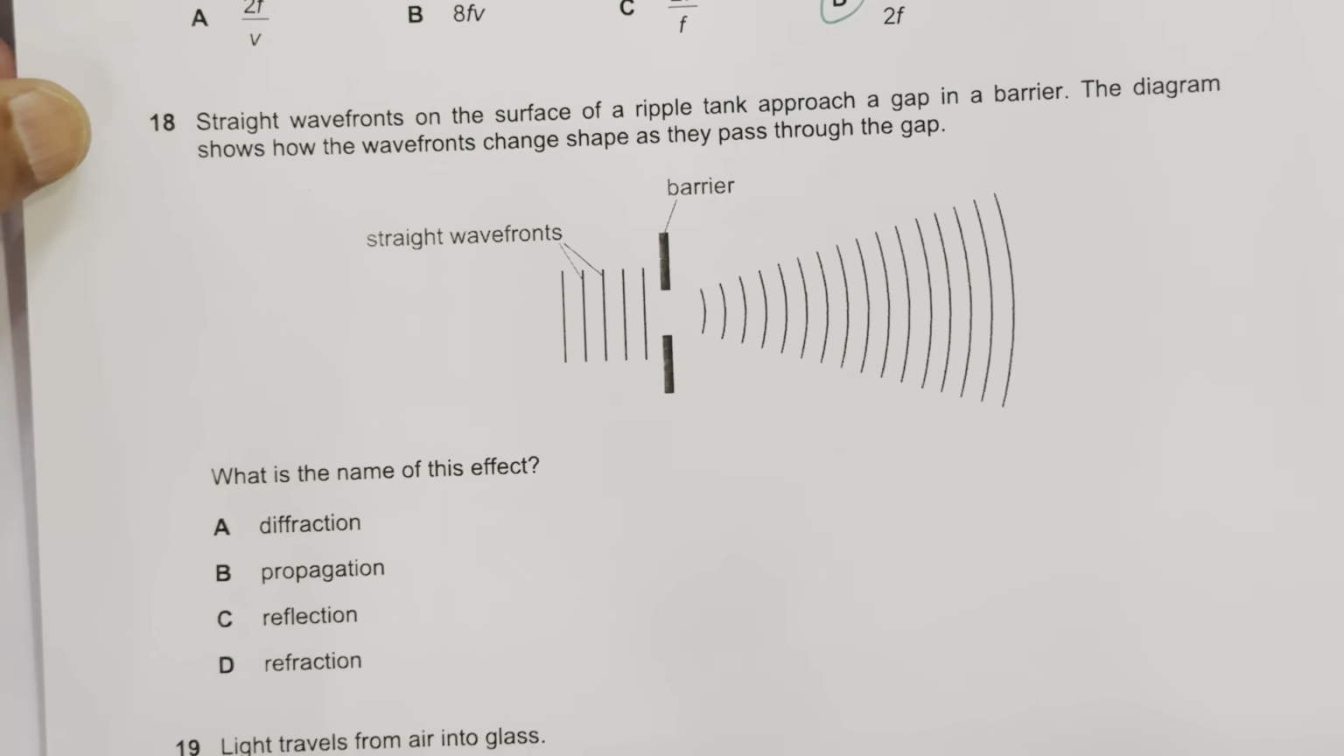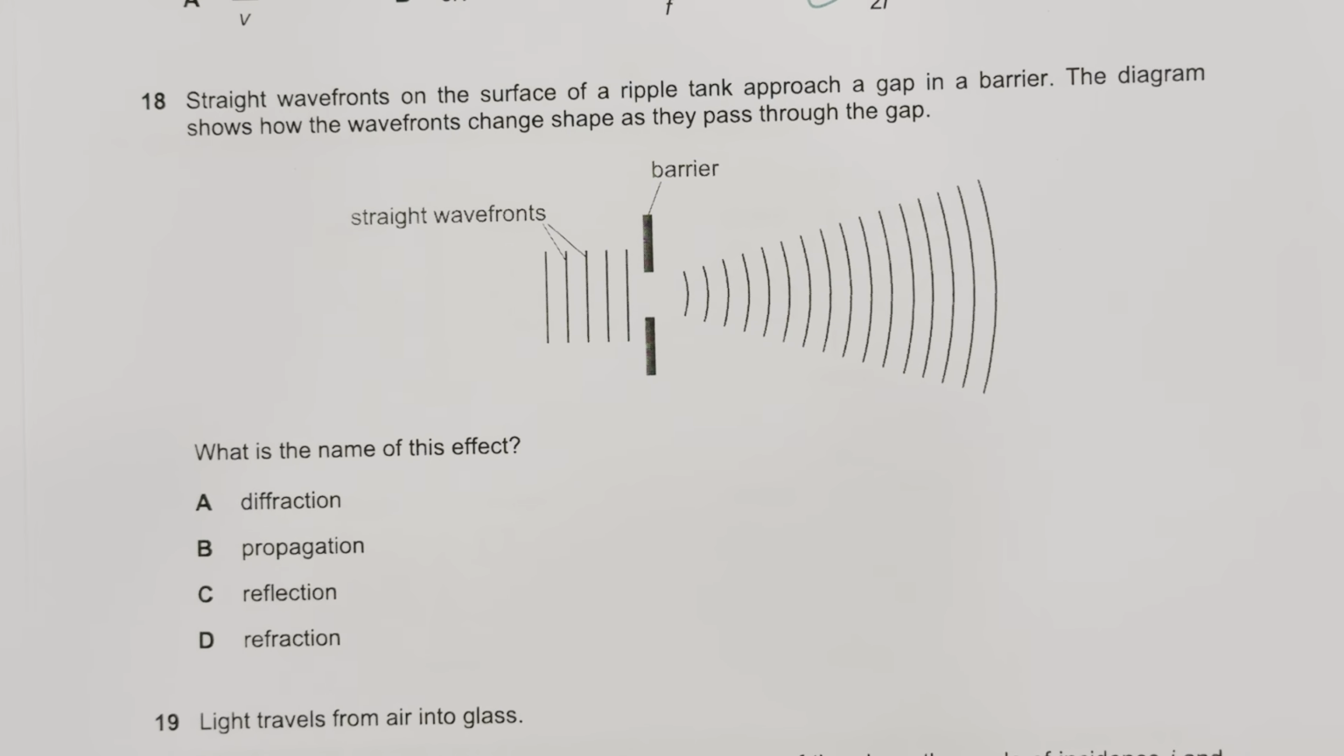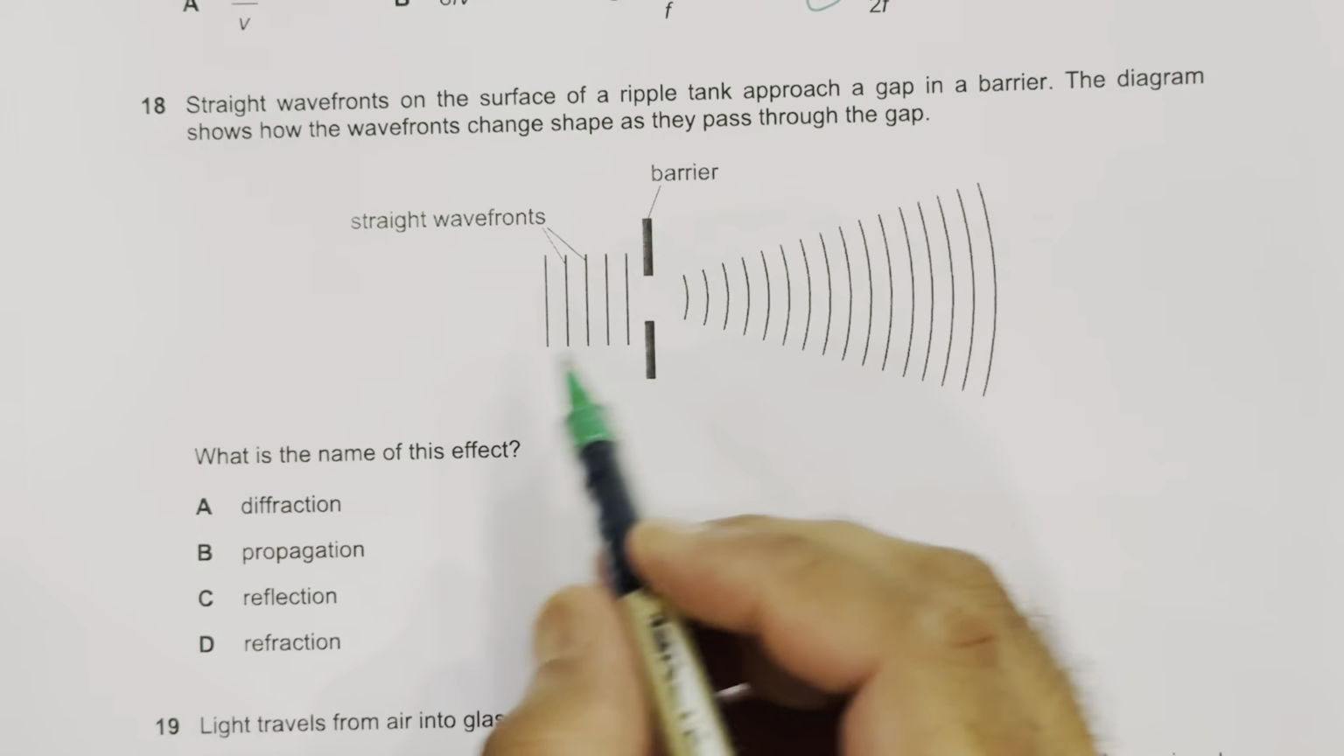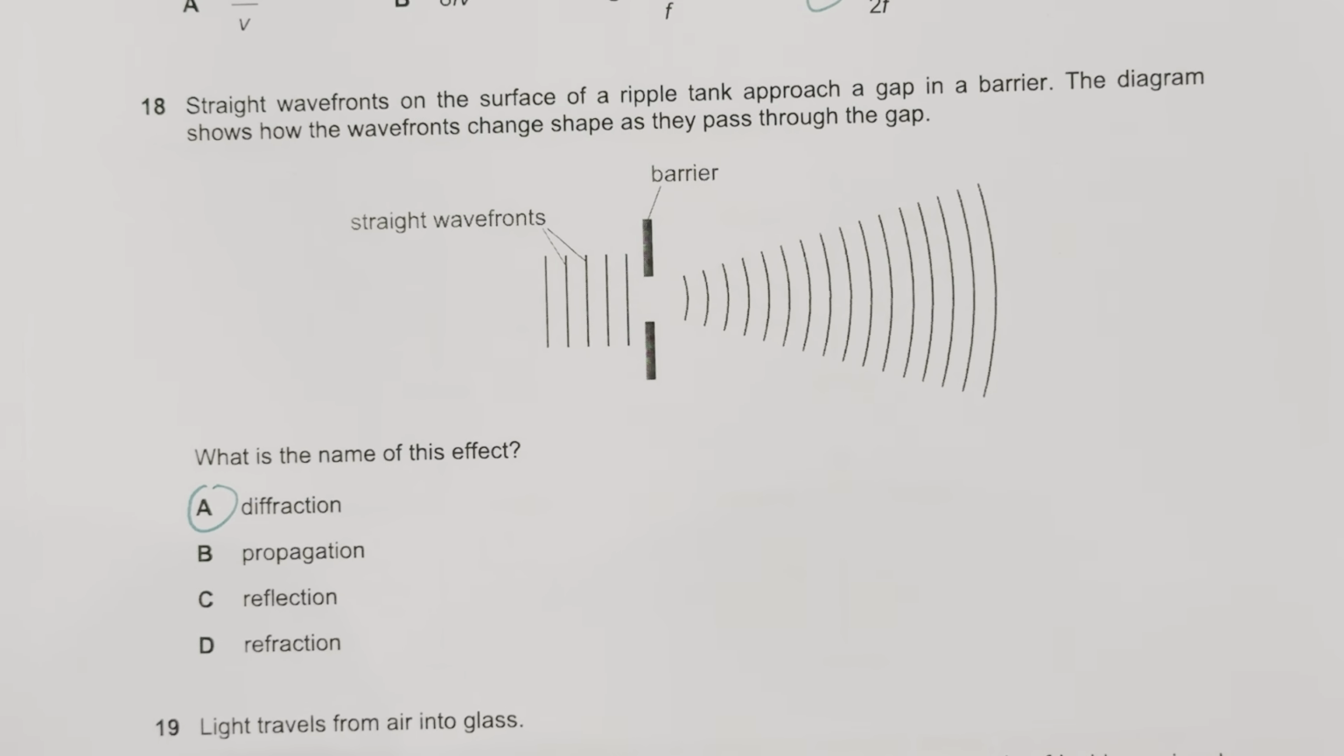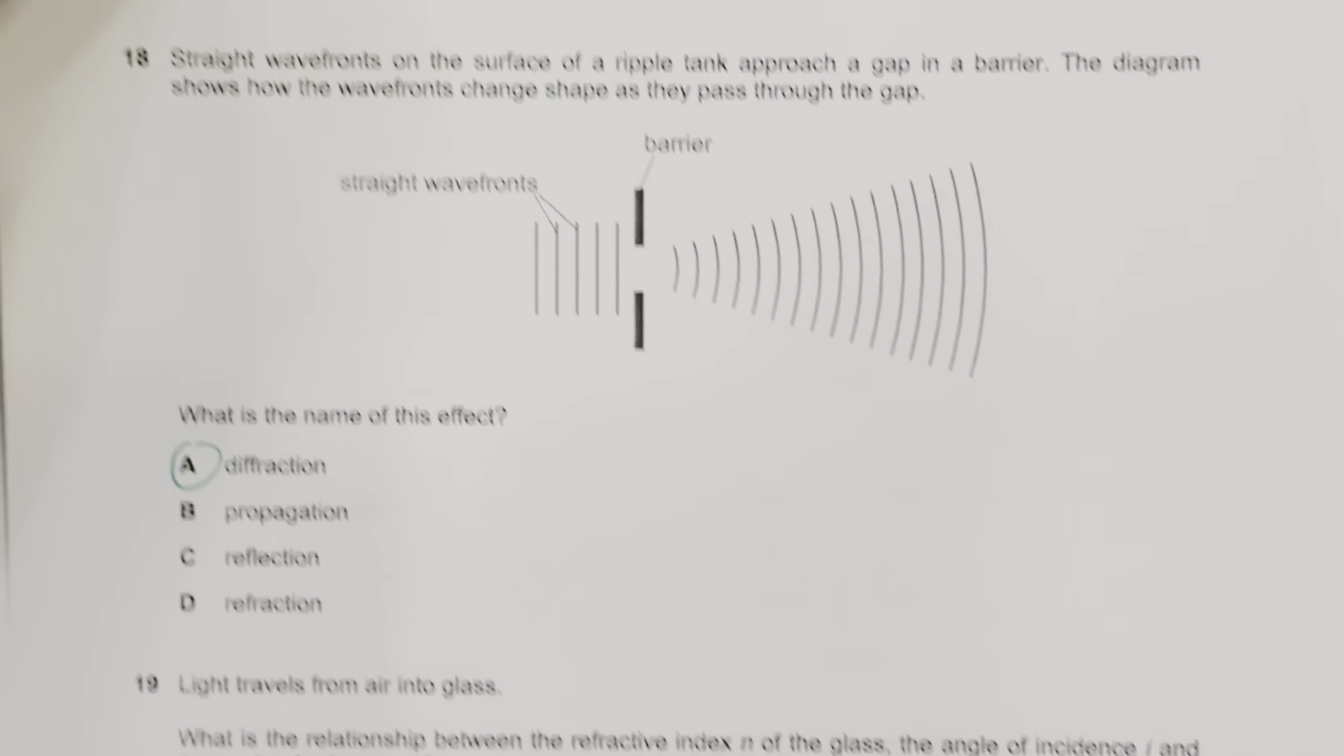Wavefronts on the surface. Wavefronts are those that have the same phase. Okay, waves on the surface of a ripple tank approach a gap in a barrier. The diagram shows how the wavefronts change shape as they pass through the gap. What is the name of this effect? We know that this is diffraction. Moving to question number 19.